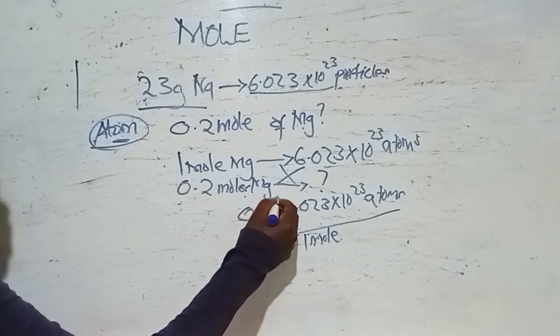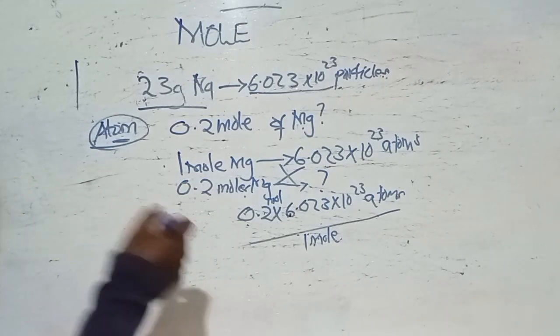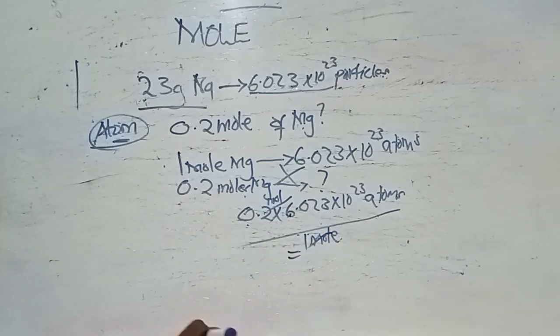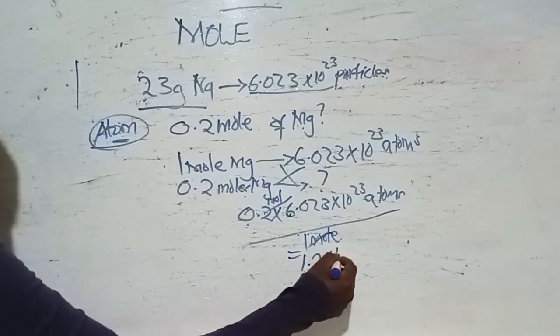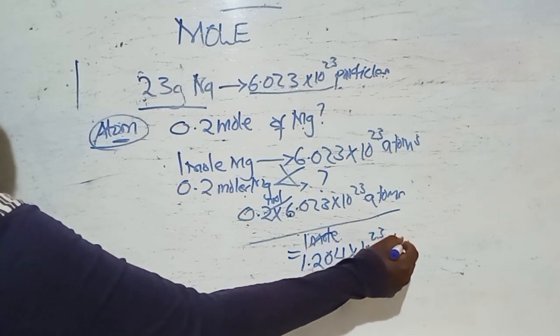There you had moles, that is moles also. You divide by that, the mole cancels out with the mole. When you multiply, how many atoms are you going to get? Yes, you're going to get 1.24. You multiply by 10 raised to power 23 what? 23 atoms.